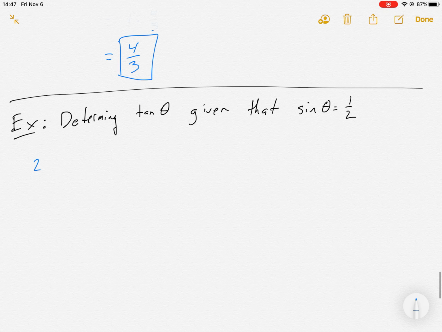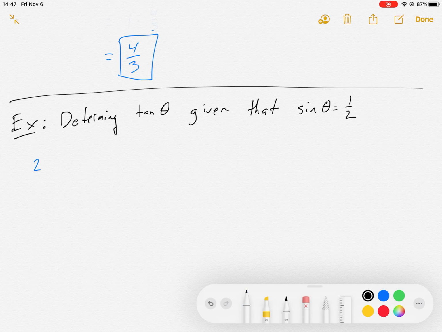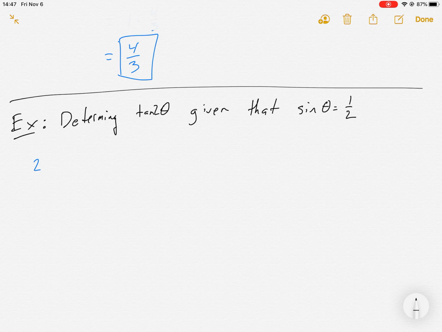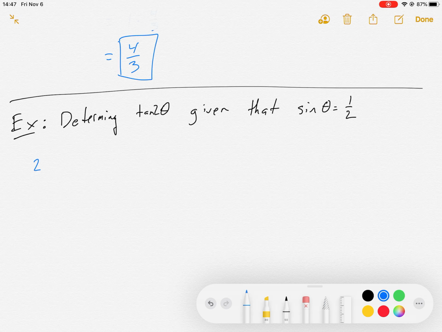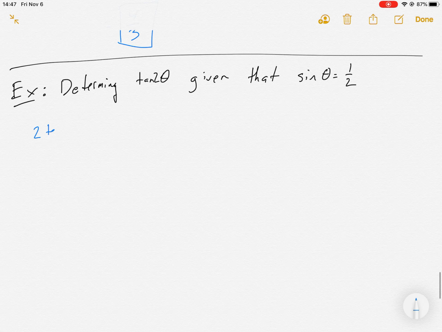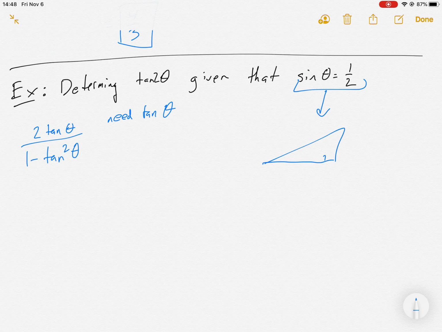Once again, we'll go ahead and write down our formula. 1 minus tangent squared of theta in the denominator, 2 times tangent in the numerator. So this shows me again I need to know what tangent of theta is. So we'll take our information here and draw a triangle. Hopefully this is becoming kind of second nature.